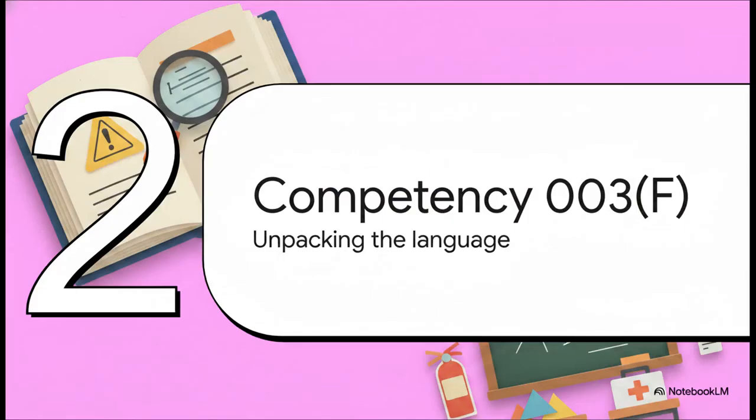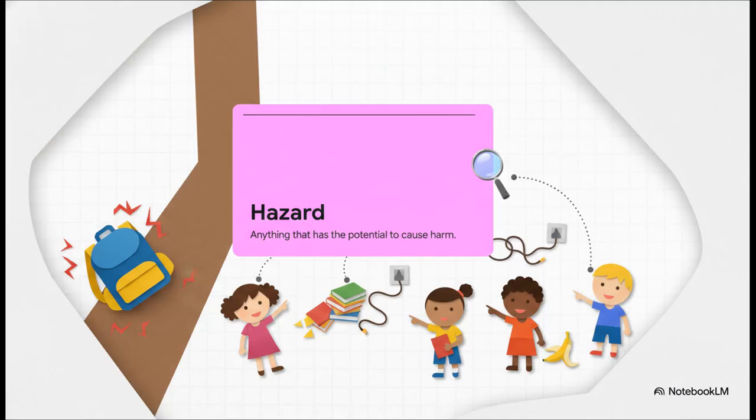Moving on, let's deconstruct this a bit. To really get this, we need to unpack some of that academic language you're definitely going to see on your exam. First up, we have hazard. Notice how simple but profound this is, anything that has the potential to cause harm. Think back to that stray backpack in the aisle we just talked about. It seems totally innocent, right? But it has the potential to cause a physical trip and fall. Teaching your students to spot these hazards themselves is the very first step in building a safe environment.